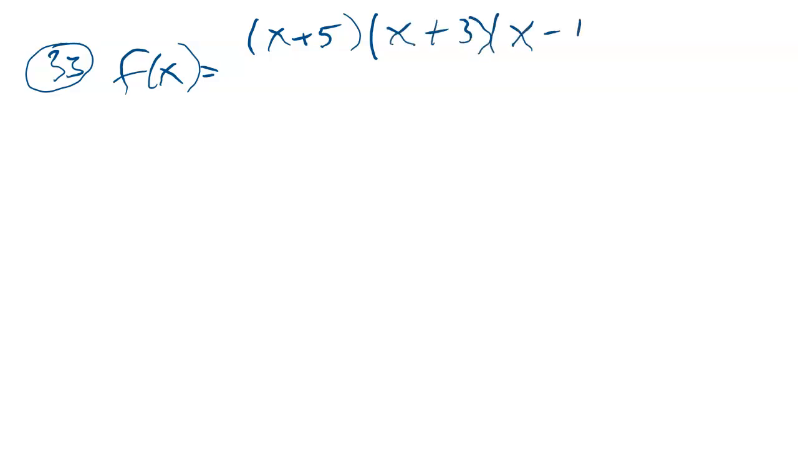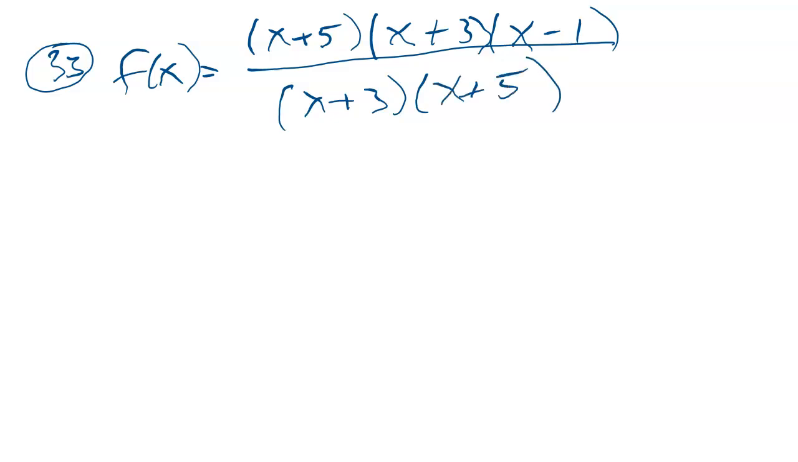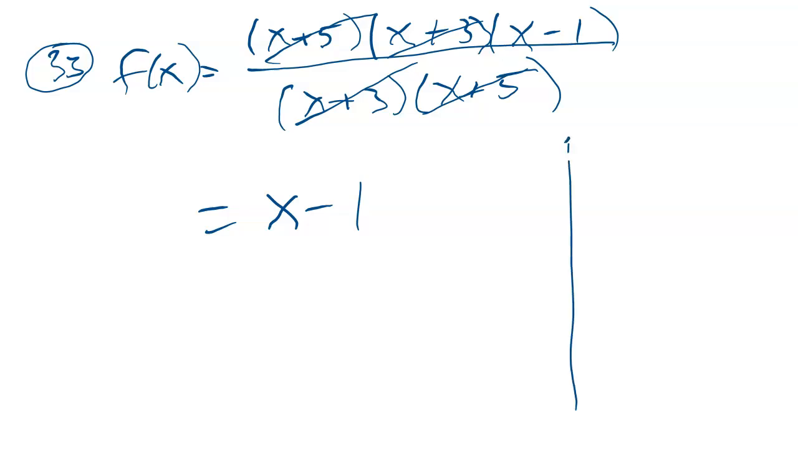33, f of x is equal to x plus 5 times, I'm going to factor the second quantity, x plus 3 times x minus 1, over x plus 3 times x plus 5. And again, this all reduces down to a linear function. So the x plus 5s cancel out, the x plus 3s cancel out. You get x minus 1. And this is true provided that x is not equal to -3 or -5. At -3 and -5 it doesn't exist, so we'll have to do something about that.